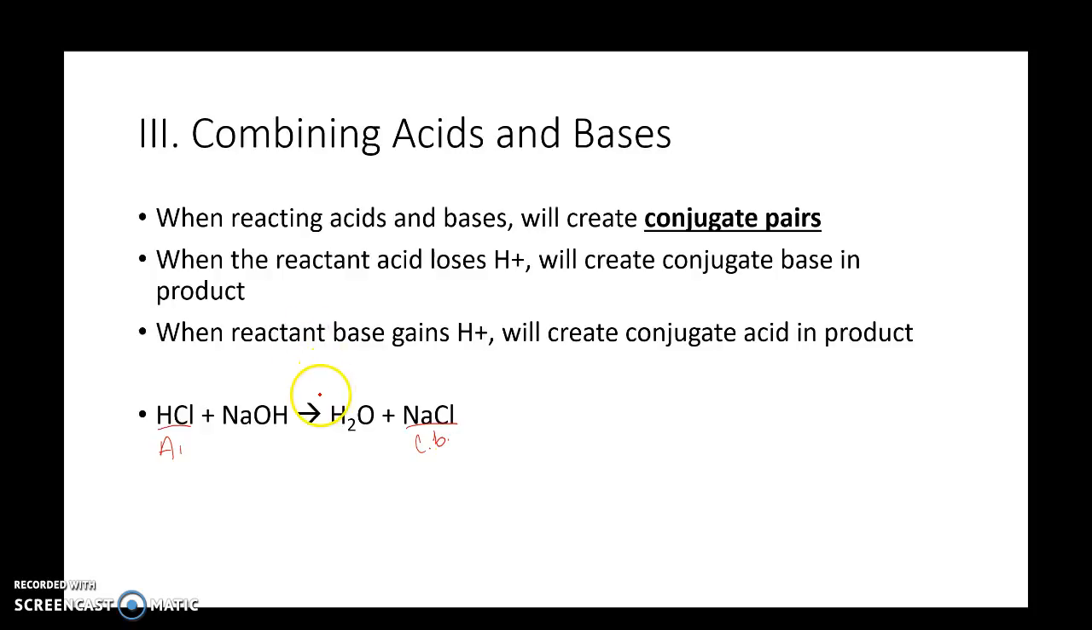When the reactant base gains the hydrogen ion, that's going to create what's called the conjugate acid in the product. And so that's going to be, for this case, the water. Okay, so that's our conjugate acid. If you ever see something that ends perfectly like this with water and some sort of salt, the water will always be the conjugate acid. The salt will always be the conjugate base.